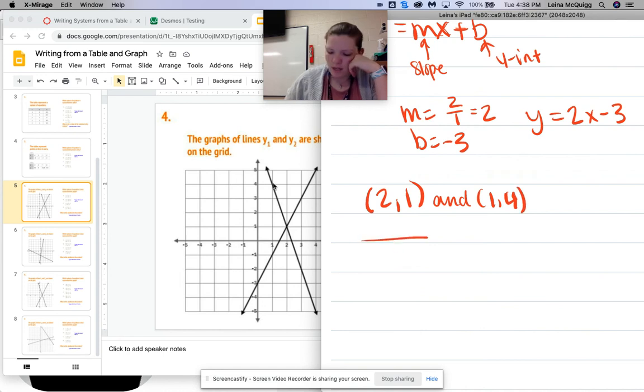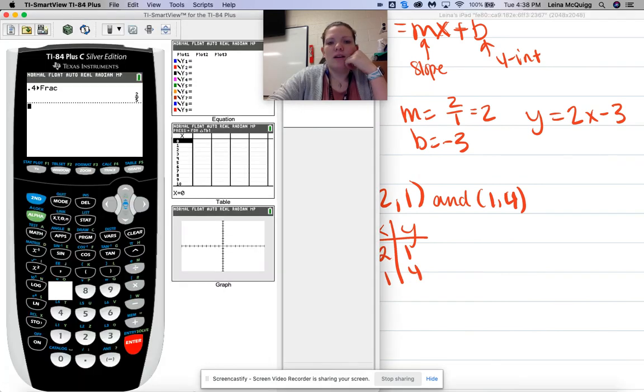So I can set these up as a table and put them in stat edit on my calculator. So I have 2, 1, and 1, 4. So I can go to my calculator and clear it out. Second plus 7, 1, 2. And then we'll do stat and edit. It will catch up with me.